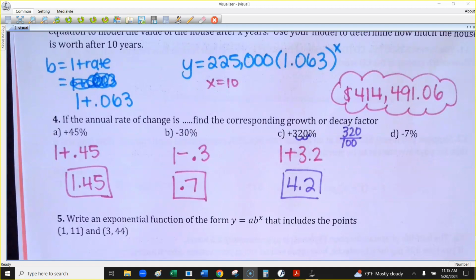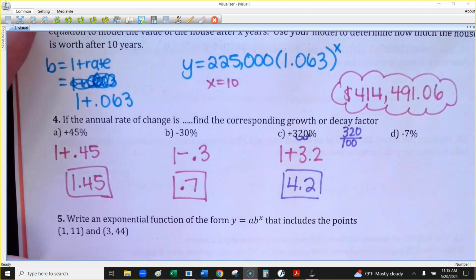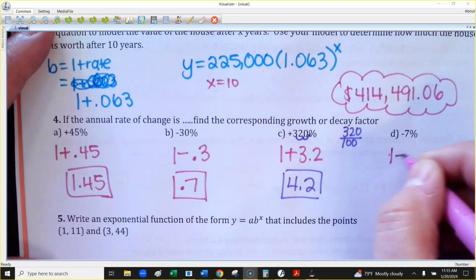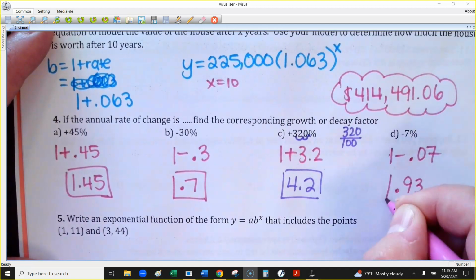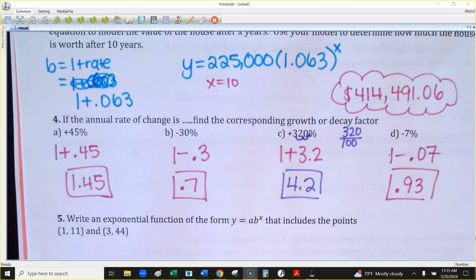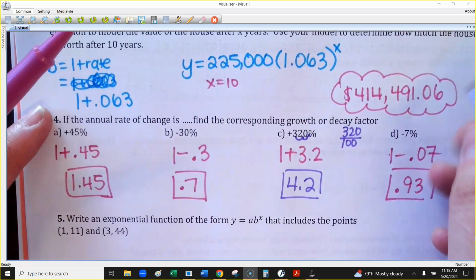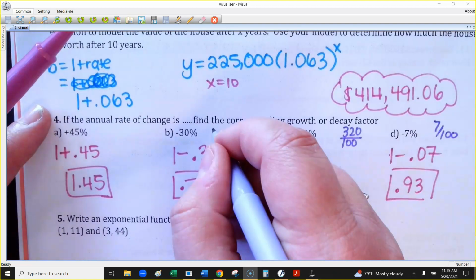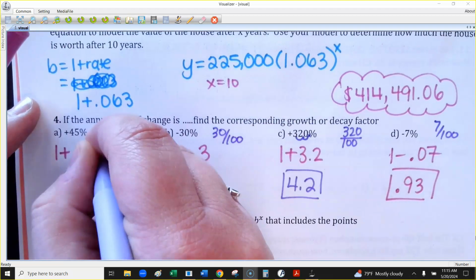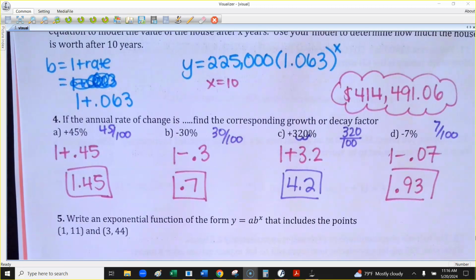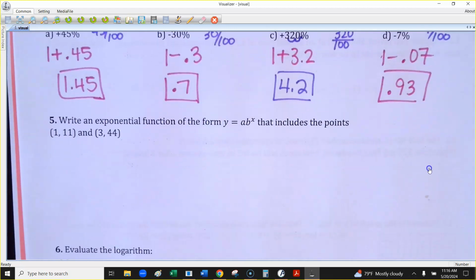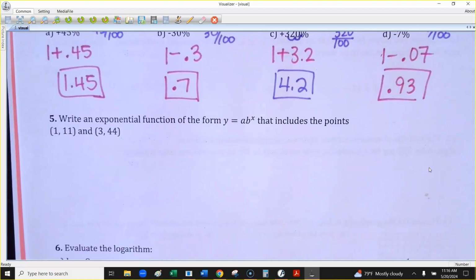And then I just have a plain negative 7. So this would be 1 minus 0.07, so this would be 0.93. You're just going to convert the percentage to a decimal. If you're ever not sure, just take the percentage and divide by 100. So you could do that with any of these. So 30 divided by 100, this would be 45 divided by 100. That'll give you the decimal. And if it's plus, you're going to add it to 1. If it's minus, you're going to subtract it from 1. No, this is actually really good.